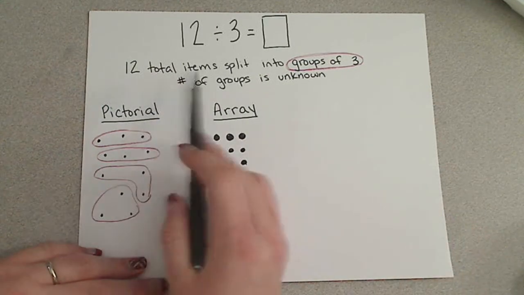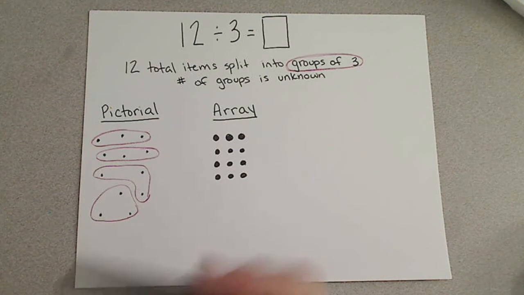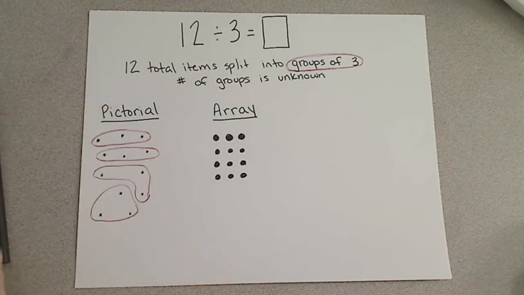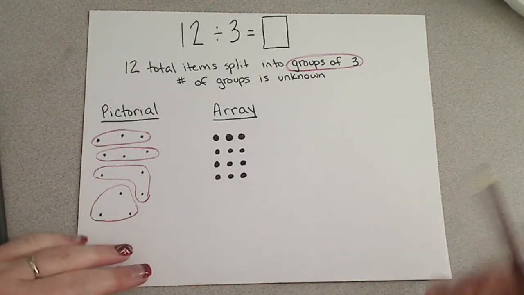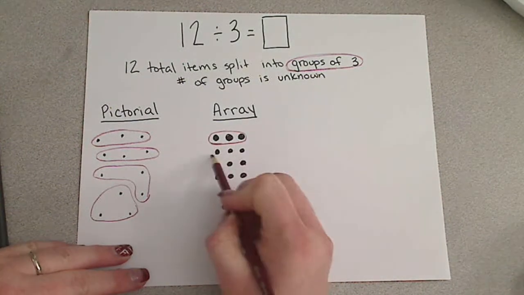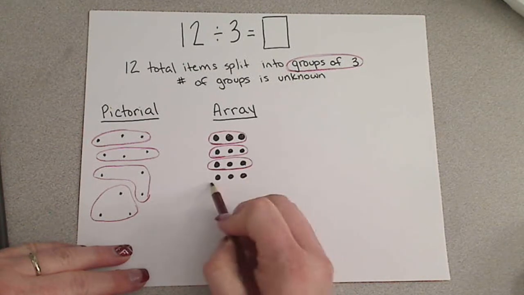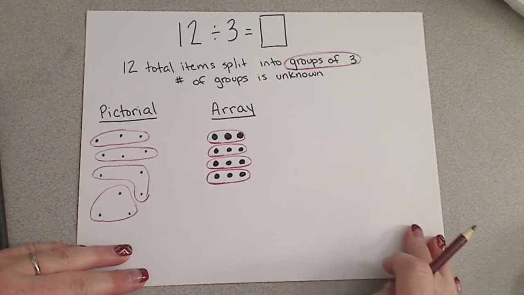So now they've drawn their 12, and again, they need to break it into groups of 3. So once again, I'm going to put my black pen down. I'm going to grab my matte pencil, and I'm going to circle groups of 3. So there's a group of 3. There's a group of 3. There's a group of 3. And there's a group of 3.